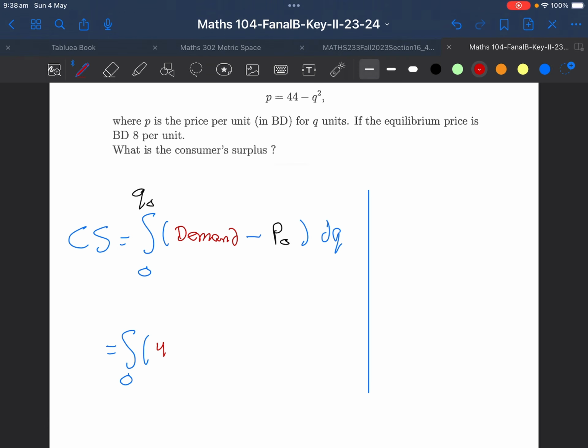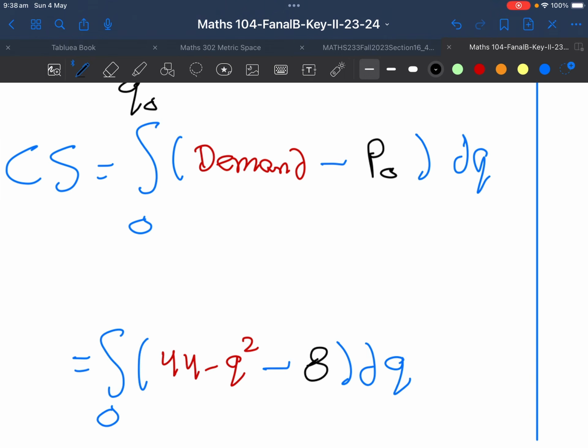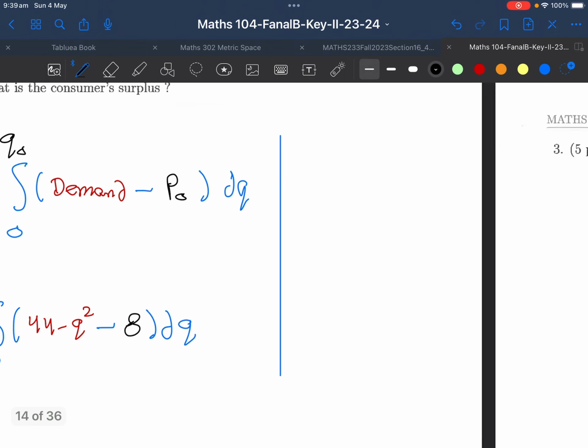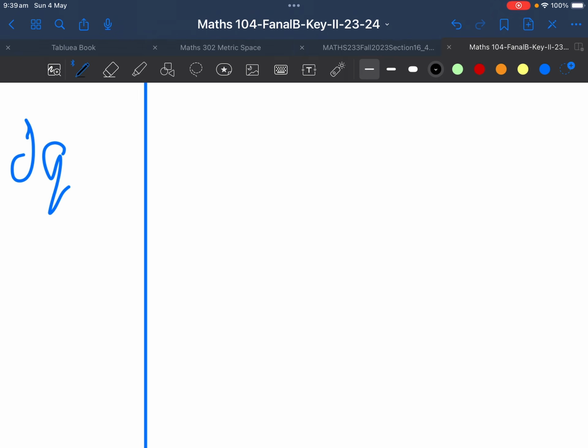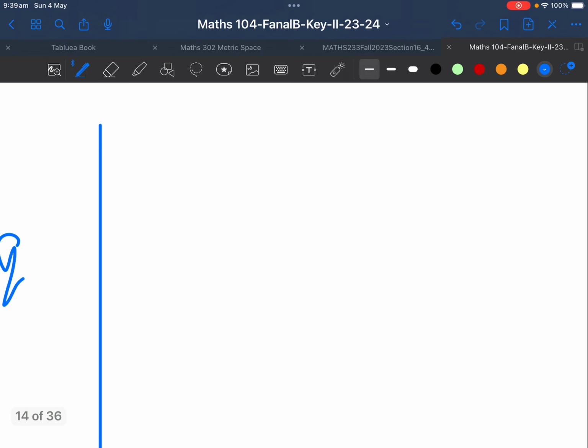The integral of 44 minus q squared minus the price, which is just 8, dq. Now there is something missing, which I will put a question mark on here, and that is the equilibrium quantity. So if I go to one side of the equation, what you need to do is find the equilibrium point.